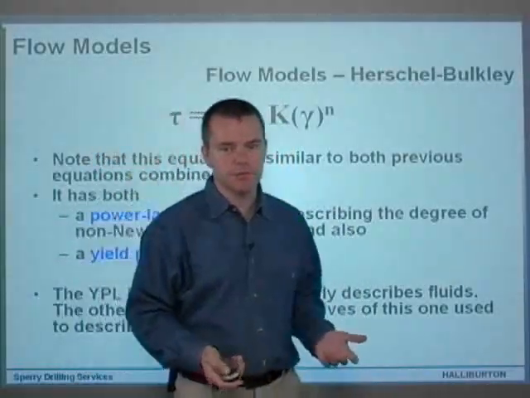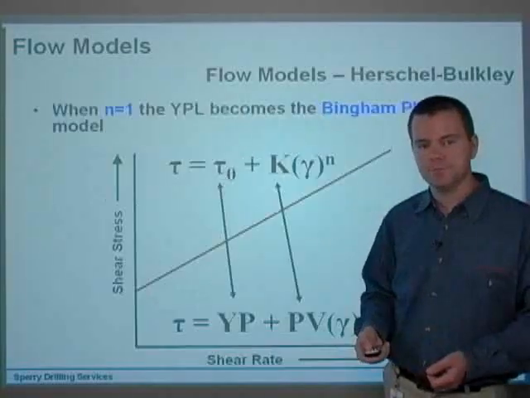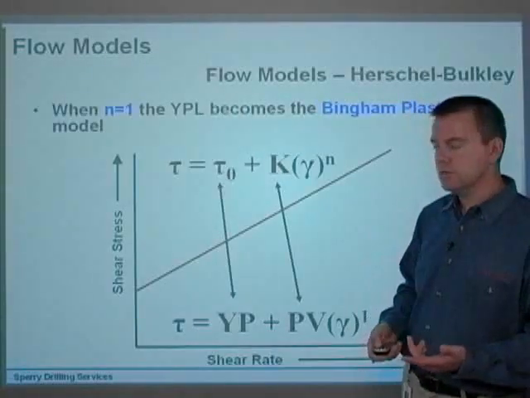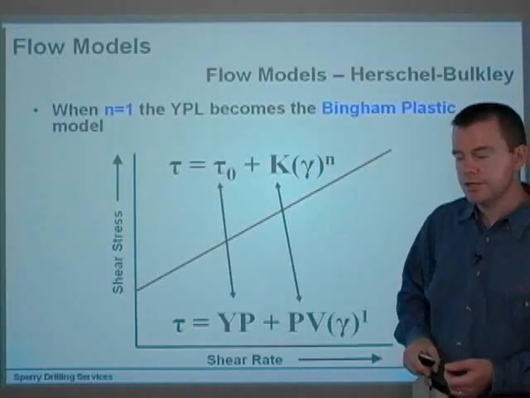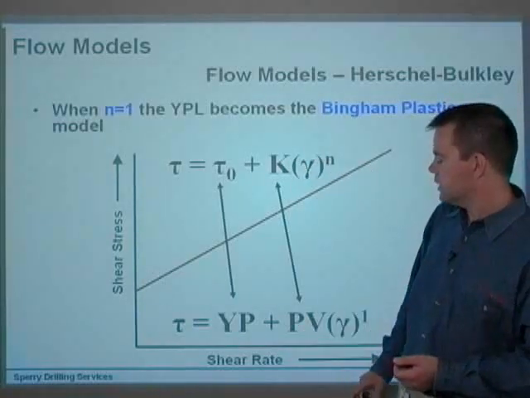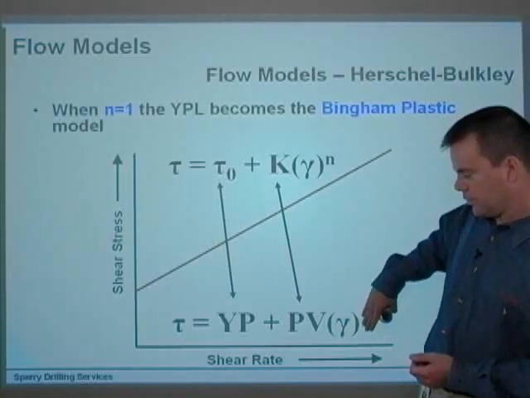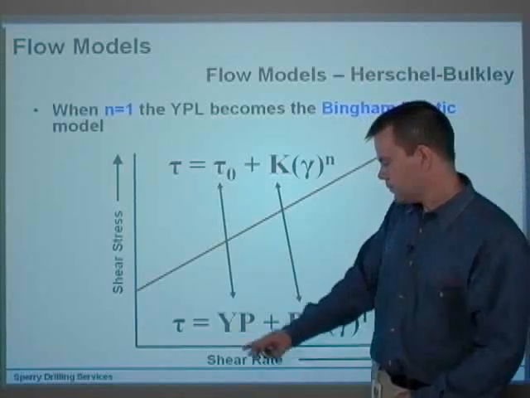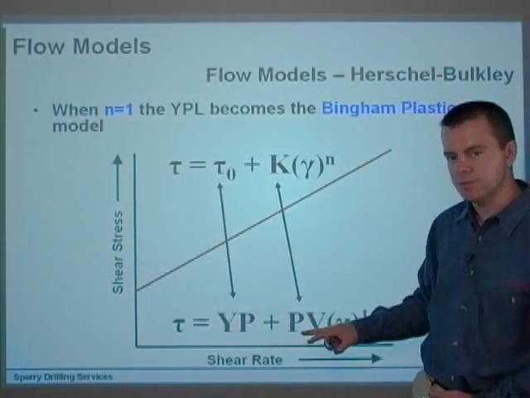The other two are simply derivatives of this one, and they're used to describe specific cases. Now, just to demonstrate that graphically, when n equals 1, the yield power law becomes the Bingham plastic model. So if I actually make n equal 1, gamma to the power of 1 is just gamma. So you take that 1 out of there, you've got tau equals yp plus pv times gamma. That is the Bingham plastic model.